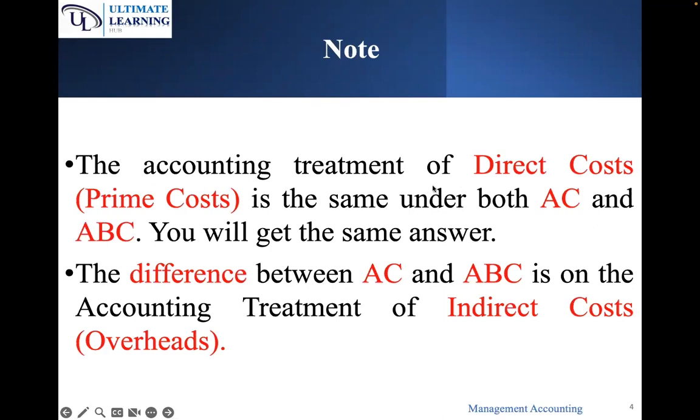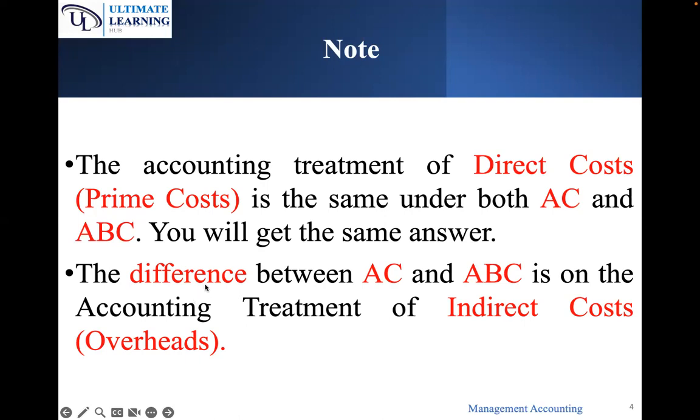The accounting treatment of direct costs, which are also known as prime costs, is the same under both AC and ABC. What do you mean by that? You will get the same result. The difference between AC and ABC is on how you account for indirect costs, which are also known as overheads. I hope that point is clear.